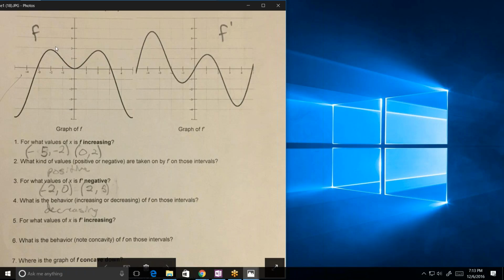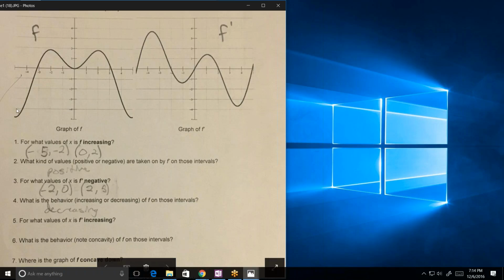For me to figure out which of those are maximums and which of them are minimums, I need to figure out concavity. So I need to figure out the concavity at minus 2. And I do that by evaluating the second derivative. The second derivative is going to be negative, because I'm concave down right there. You see where my cursor is pointing? That's concave down.